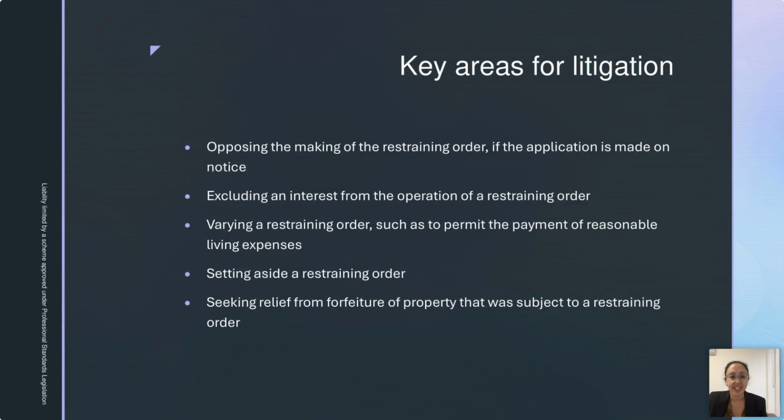Key areas for litigation. Opposing the making of the restraining order can be done, but more often than not, restraining orders are made ex parte without notice to your client to avoid or prevent the dissipation of assets. The main battleground really is exclusion applications and excluding an interest from the operation of a restraining order. You can also do the remainder things that I've listed there.